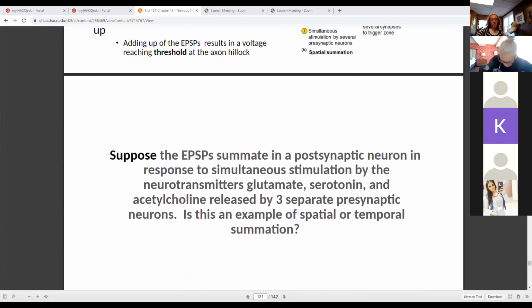So suppose that the excitatory postsynaptic potentials are summating in a postsynaptic neuron in response to the stimulation by neurotransmitters glutamate, serotonin, and acetylcholine released by 3 separate presynaptic neurons. Is this an example of spatial or temporal summation? Wouldn't it be spatial because it's several? You're right, it's several, multiple? Yep, because it's multiple presynaptic neurons.